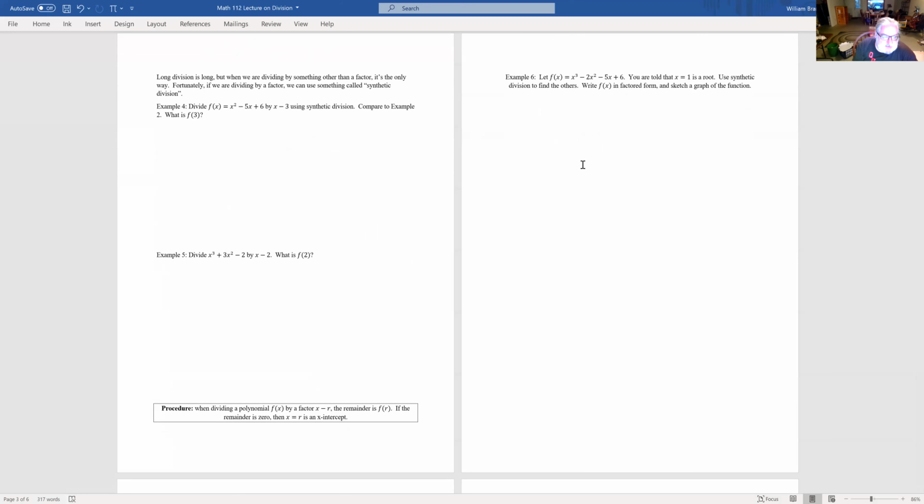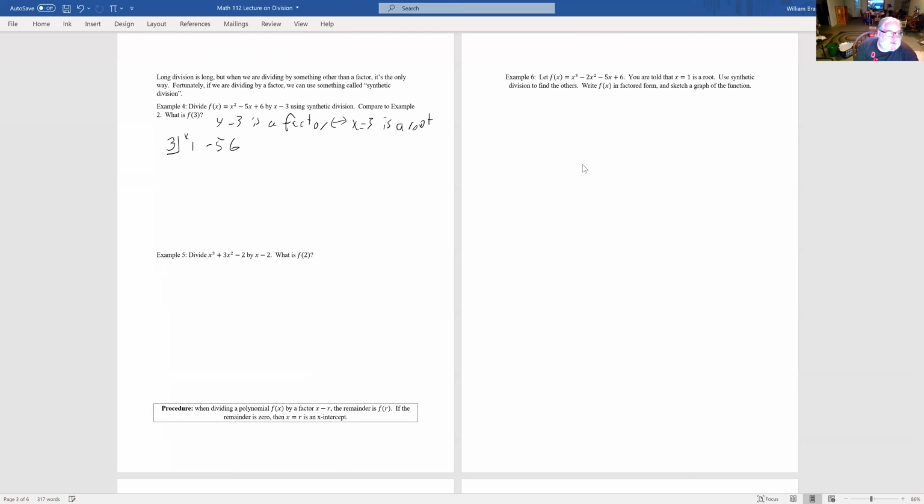And if we're dividing by just a factor like x minus 3, we can do synthetic division. So if x minus 3 is a factor, that means x equals 3 would be a root. When we're dividing in synthetic division, we actually use the root, which is 3. The factor is x minus 3. The root is x equals 3. And we put in our coefficients, 1, minus 5, and 6.